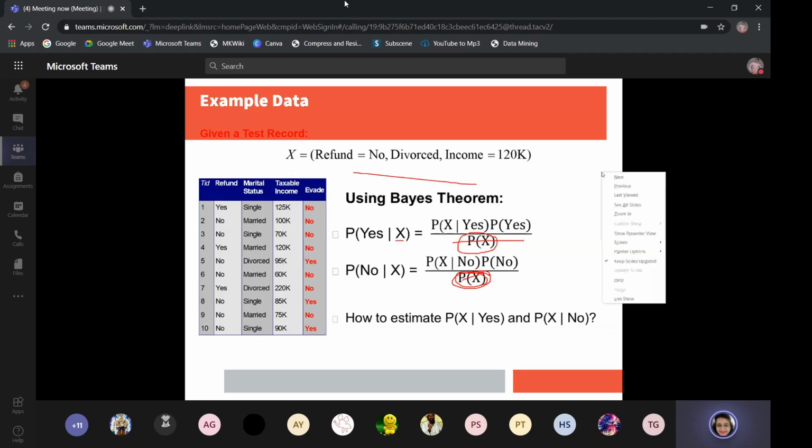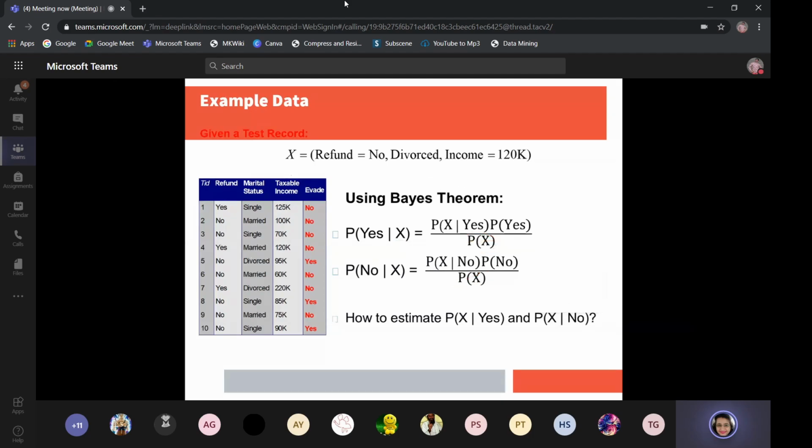तो इसका मतलब ये है कि जब आपके रिफंड, मैरिटल स्टेटस और टैक्सेबल इनकम को हम इंडिपेंडेंट मान लेते हैं, दैट इज अ नाइव अजम्पशन. सो आप कॉम्बिनेशन x इज इक्वल टू रिफंड एंड डिवोर्स्ड एंड इनकम जब आप कंप्यूट कर रहे हो तो ये कॉम्बिनेशन एक साथ लेने की बजाय हम क्या करेंगे, हम इनको क्योंकि इंडिपेंडेंट मान रहे हैं तो हम करेंगे Px1 given yes and multiplied by Px2 given yes multiplied by Px3 given yes. इस केस में आपका x1, x2, x3 इज रिफंड, मैरिटल स्टेटस एंड टैक्सेबल इनकम.